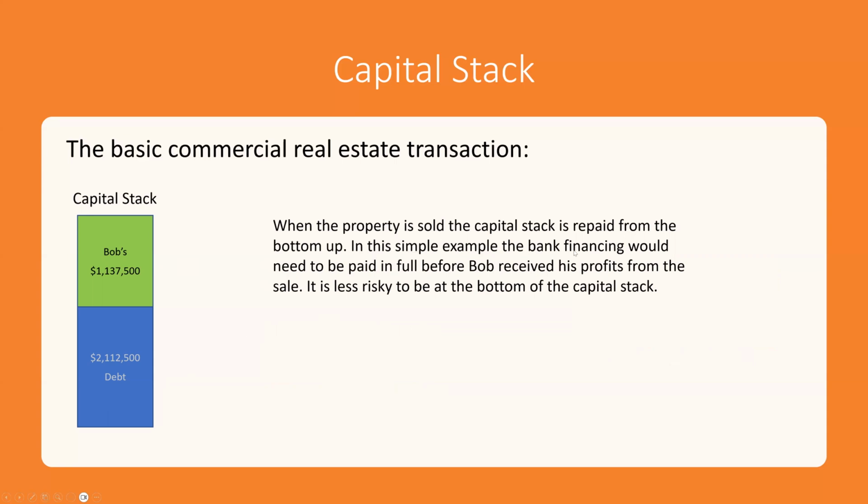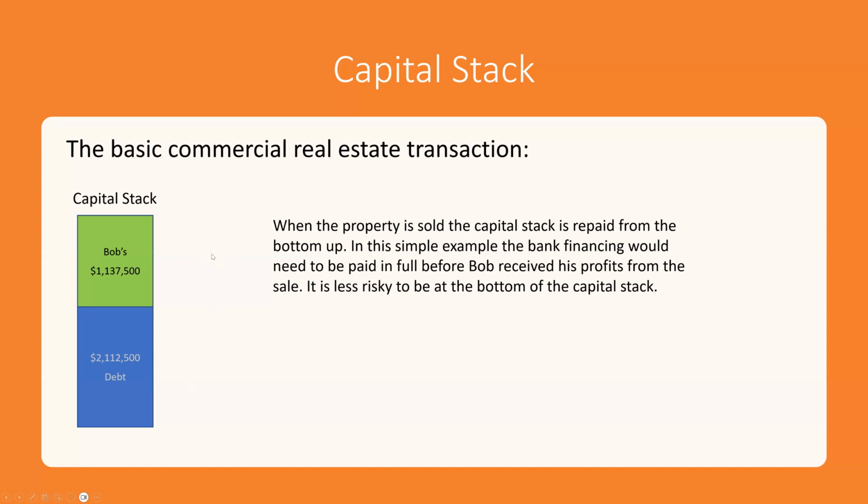In the simple example, the bank financing would need to be paid in full before Bob receives a profit from the sale. It is less risky to be at the bottom of the capital stack. Trying to break it down real simple, if this property were to increase in value by 500,000 when Bob sells it, the bank's really only ever going to get their 2.1 million back. The property decreases by 500,000, the bank's still going to get their 2.1 million back. That's just the security of being at the bottom of the capital stack.